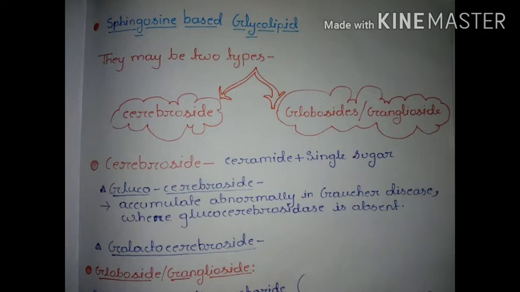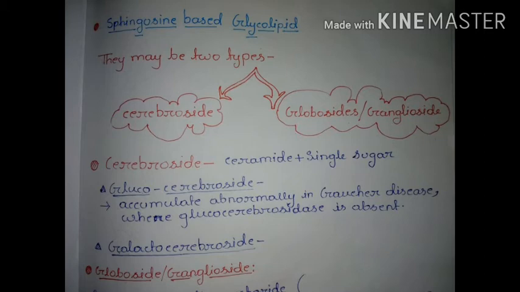The beta glucocerebrosidase is called a housekeeping enzyme. It maintains the house of the lysosome, and its role is to dissociate the sugar from the ceramide. So this is the disease that is associated with glucocerebroside.